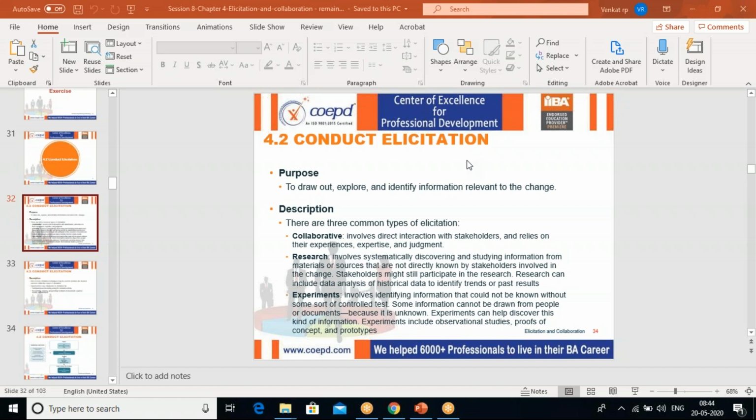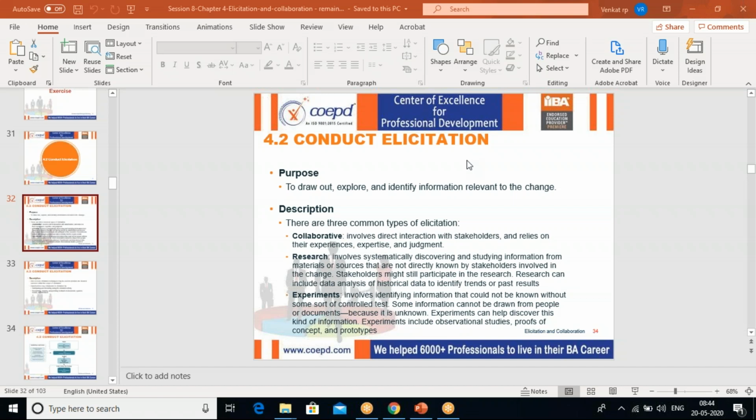And the third approach we have here is experiments. Experiments mean nobody knows what is going to happen. Even the stakeholders do not know anything about it, and we cannot find anything from previous experiences or from any material as well.